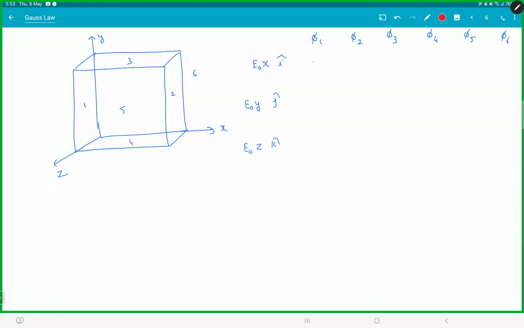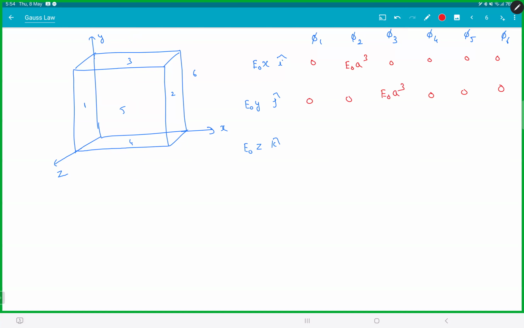So E naught Xi cap, this thing we calculated, this guy will be 0 because E is 0. Flux 2 will be E naught A cube, 0, 0, 0, 0. Now when I say E naught Y J cap, the main field is going up. Now who is perpendicular? 1, 5, 2, 6 are perpendicular, isn't it? So same thing as with X, it will be on the Y. So 1, 2, 5, and 6 will be 0. 4 will be 0, and this guy will be E naught A cube.